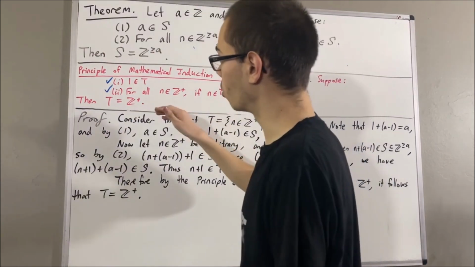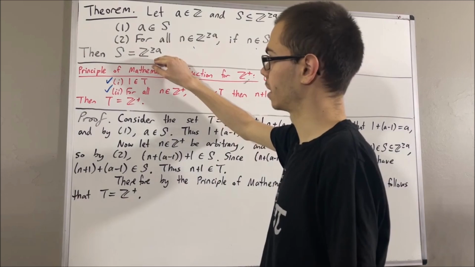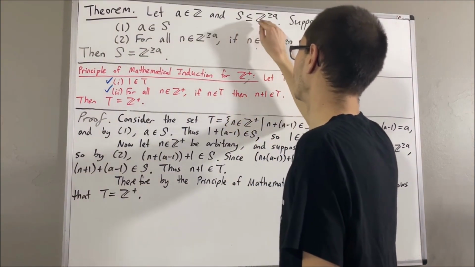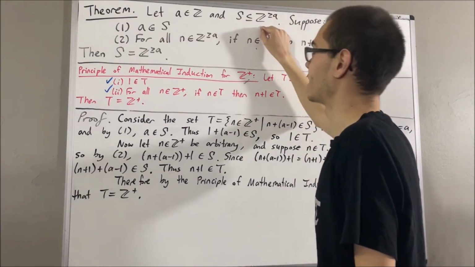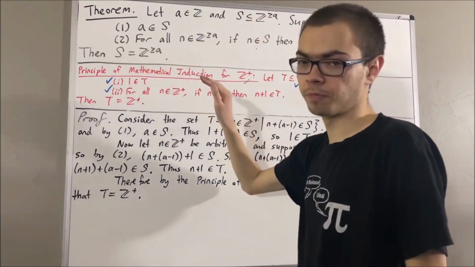But remember, the whole goal has been to show that S is equal to the set of integers greater than or equal to a. And to prove that, we know that S is a subset of the integers greater than or equal to a. So all that's left to show is that the integers greater than or equal to a is a subset of S, because those two inclusions imply that the two sets are equal.